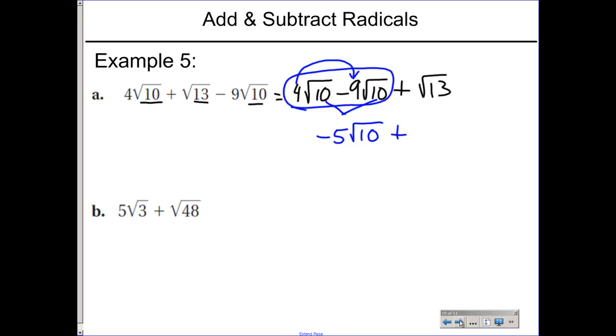And then bring down the plus square root of 13. And this ends up being my simplified problem.